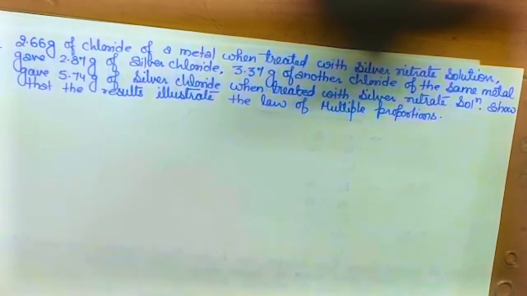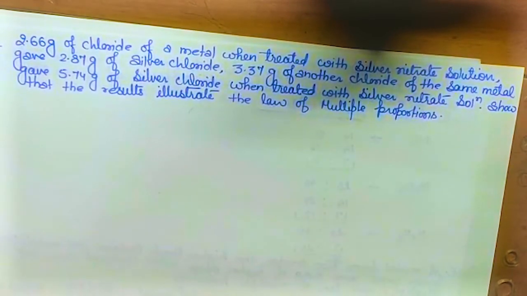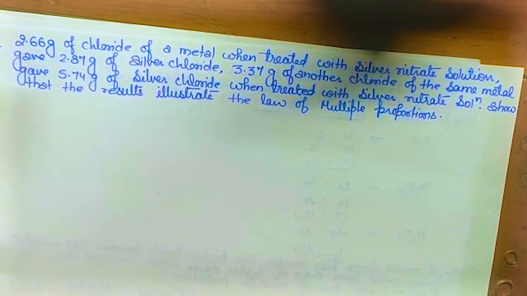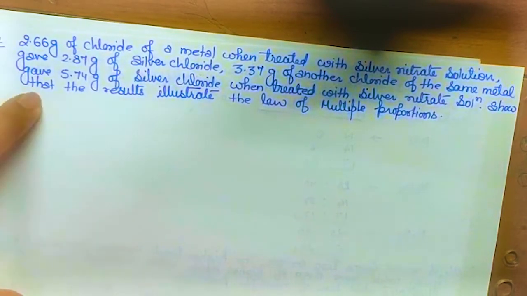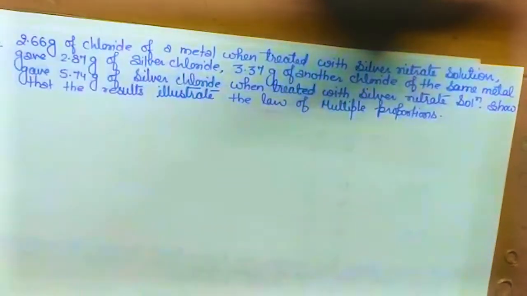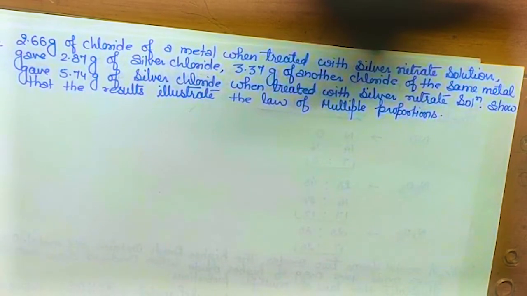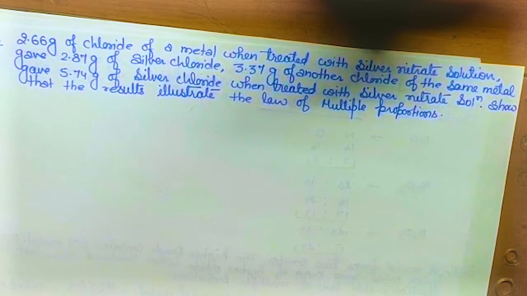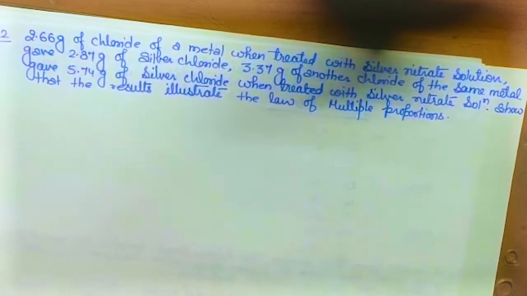So it is said that you have to prove the law of multiple proportion. In this case, it is not mentioned that one is fixed or something like that. So what you have to do, you will find accordingly, and you will find that one metal is constant while the other element, whatever it is, that ratio is in simple whole number ratio. Got it? So let's see how to do it.